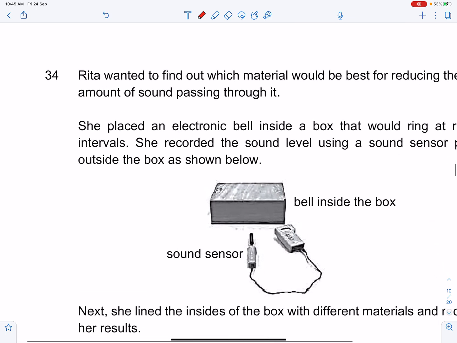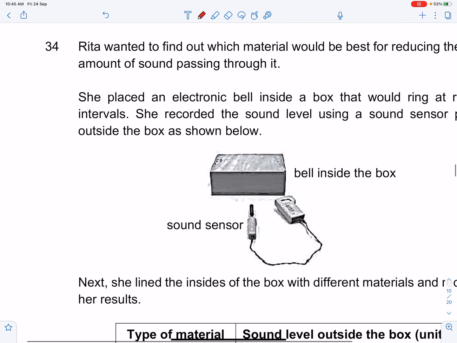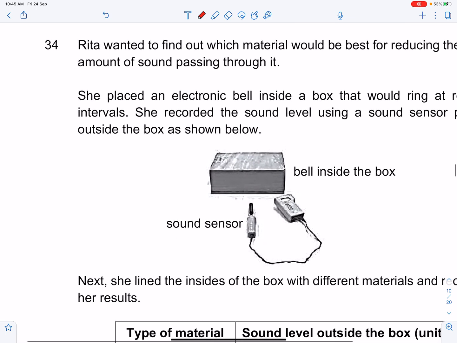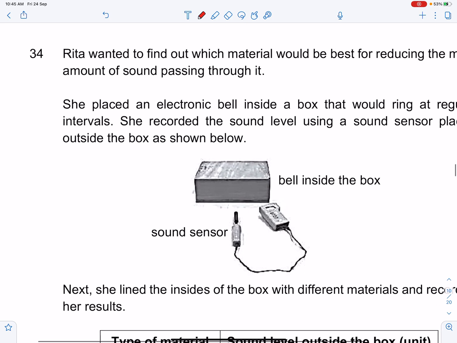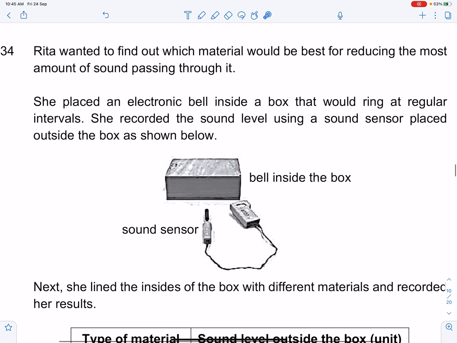Okay, moving on. Question 34. Okay, for question 34, Rita wanted to find out which material would be best for reducing the most amount of light or sound going through. So this is actually an experiment again. Which material reduces the most amount of sound? Just from this statement alone, this is actually the aim of the experiment.